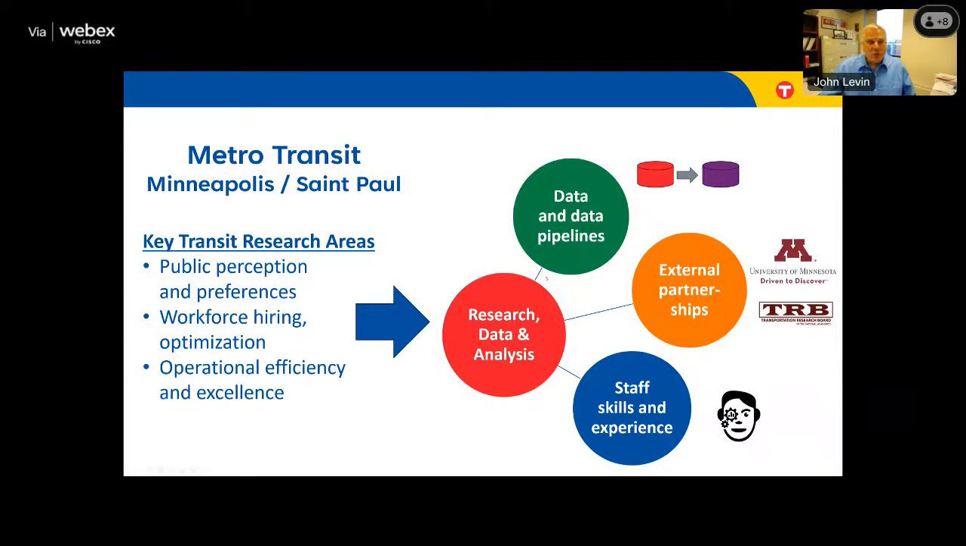In terms of the nature of our work, a lot of effort around data access, data integration, data quality, building data pipelines that really allow for repeatable analyses over time has been a central focus of ours.